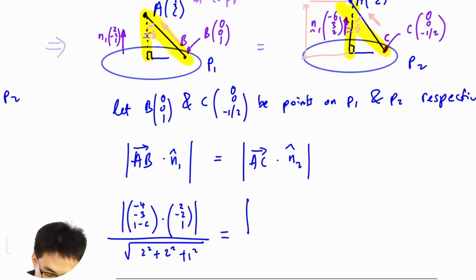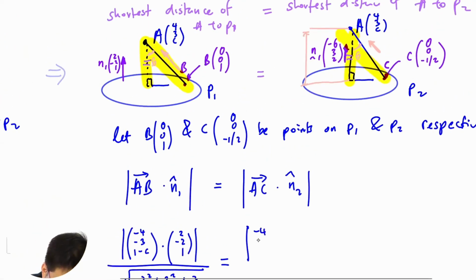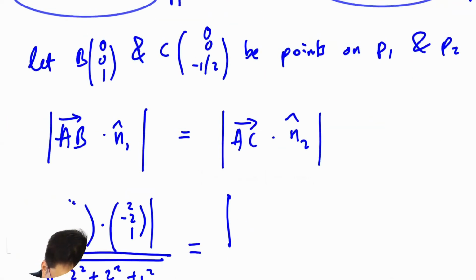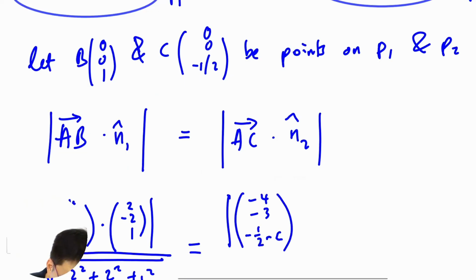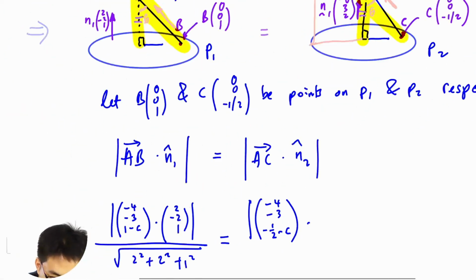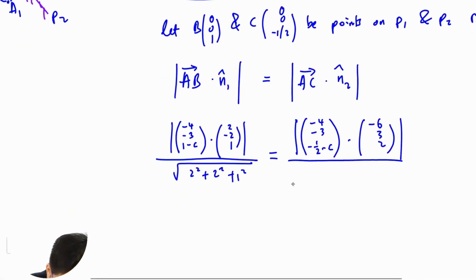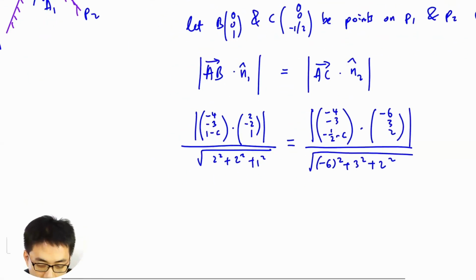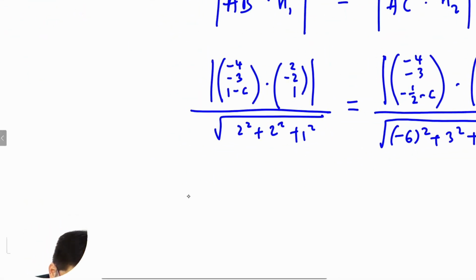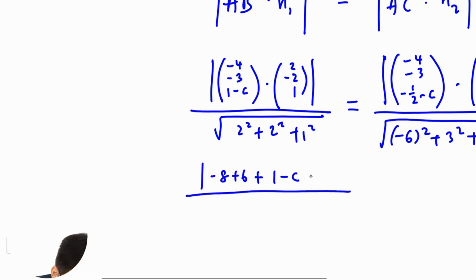Minus 4, minus 3, minus half minus C. Okay. Then do I have N2? N2 is what? Negative 6, 3, 2. Okay, then you solve this one. So this will be negative 8 plus 6 plus 1 minus C.